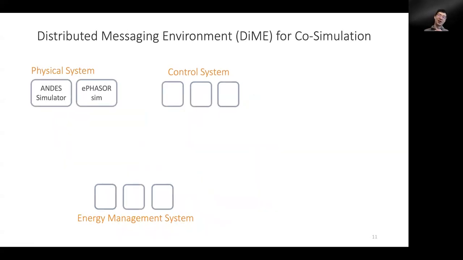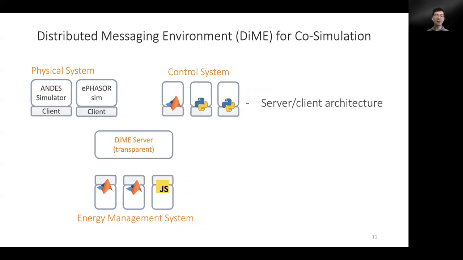So consider those existing modules, those rounded squares are the existing software. They can be written in various languages such as MATLAB, Python, and JavaScript. The way to put it together is through a software called Distributed Messaging Environment, or the DIME software, for co-simulation. What DIME provides is a server-client architecture for those clients to talk to each other.